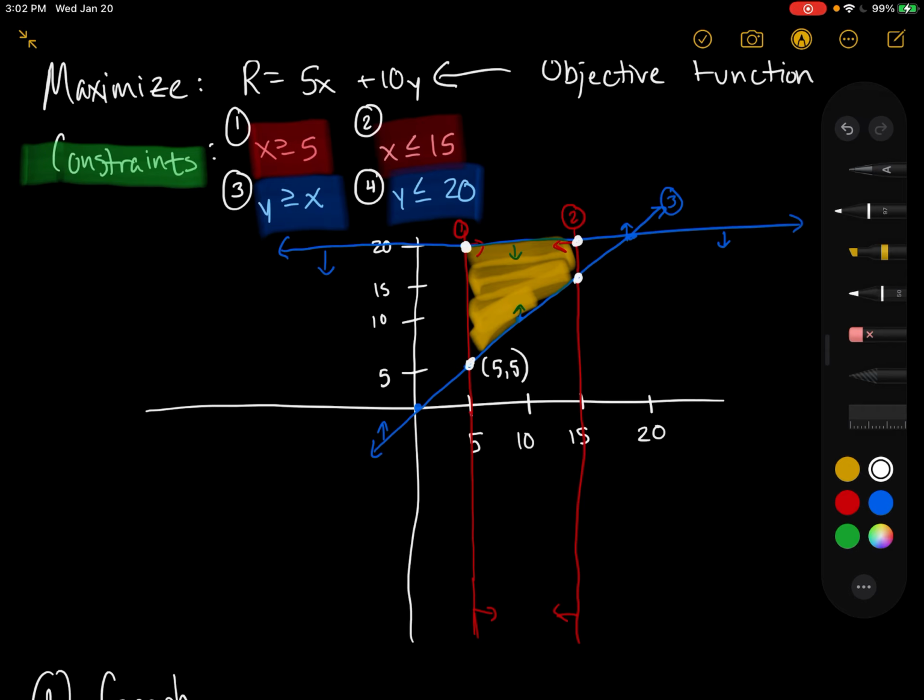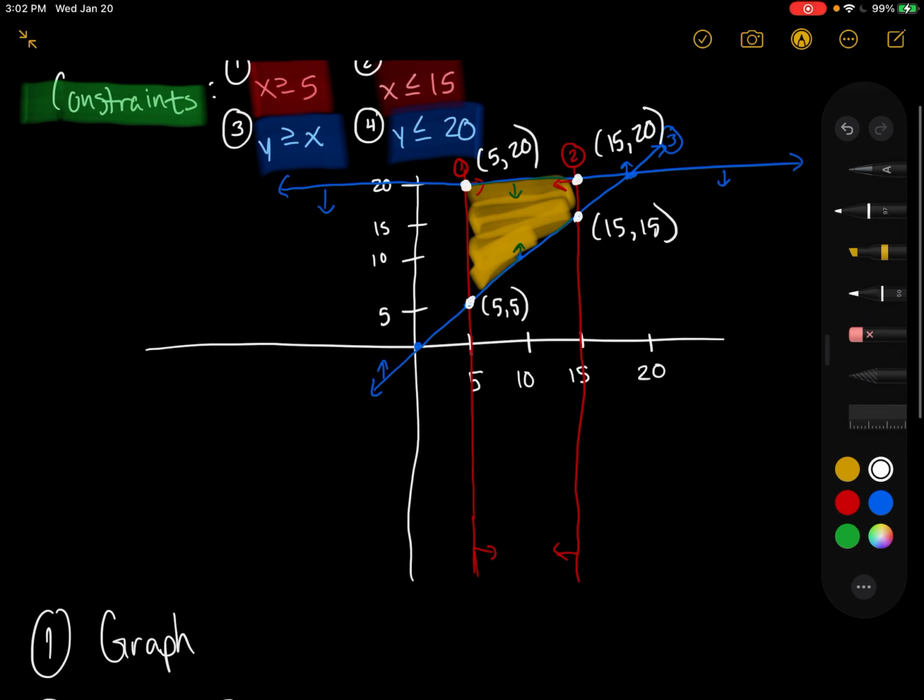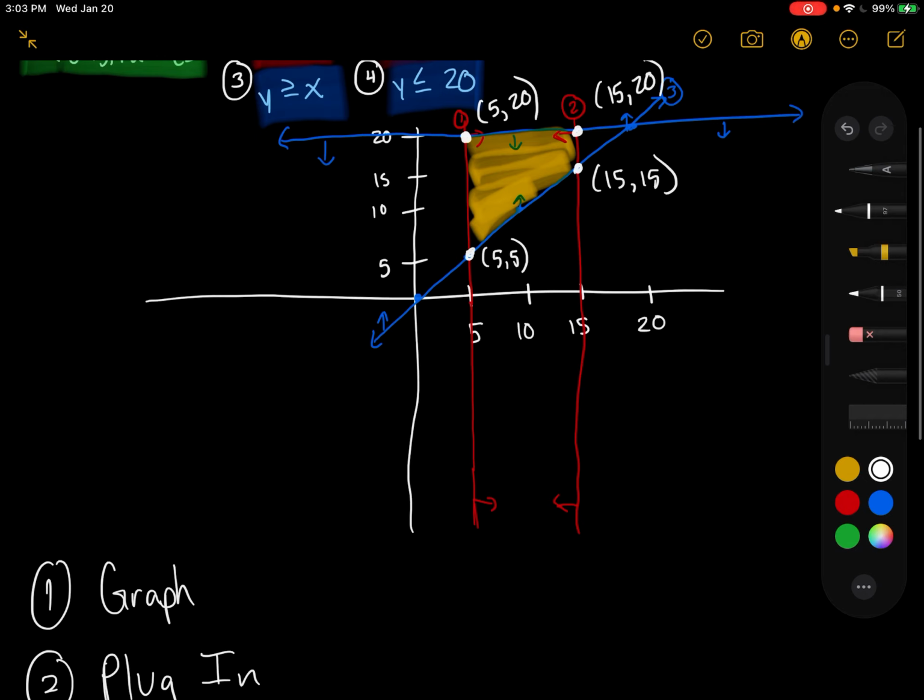So we have 5, 5 here. We have 15, 15 here. We have to the right 15, and then up 20 here. And then we have to the right 5, and then up 20 here. So those are the 4 x, y pairs that we're looking at. So again, we'll write these down.